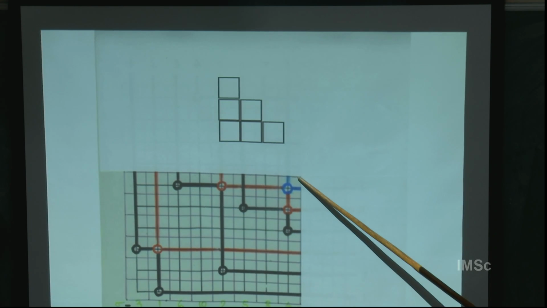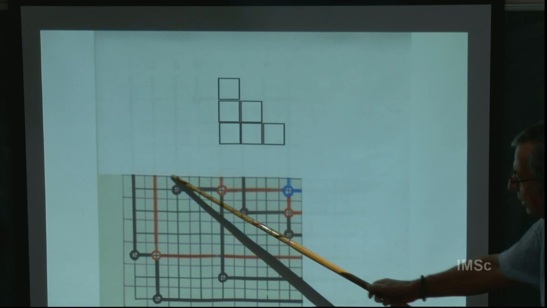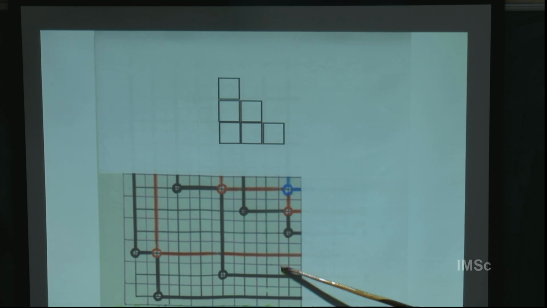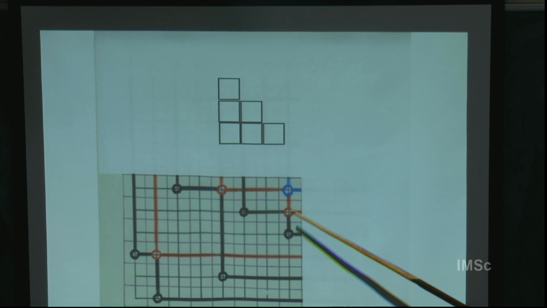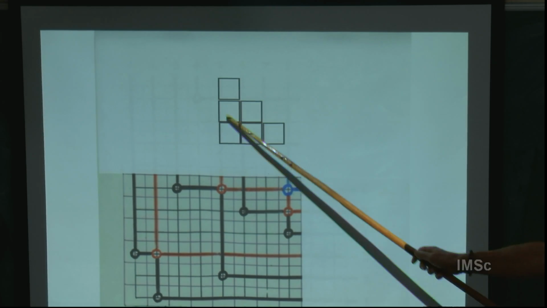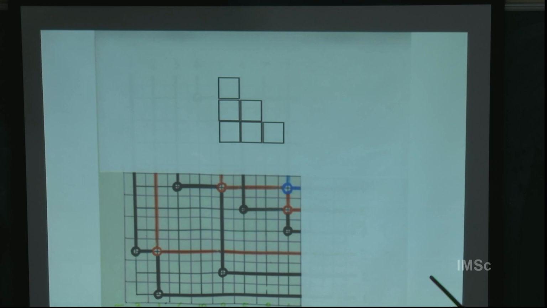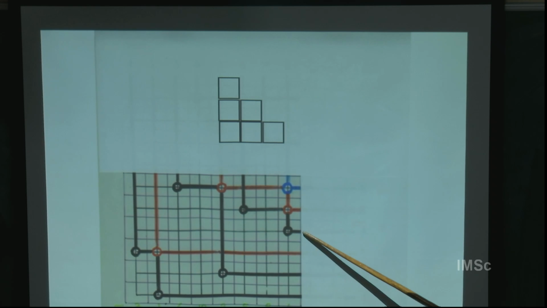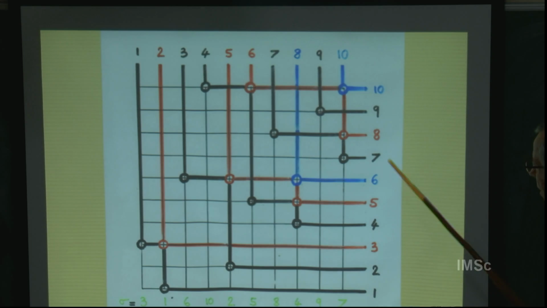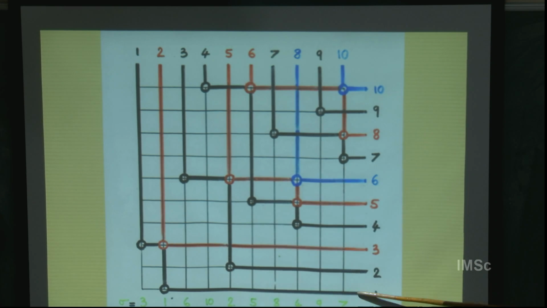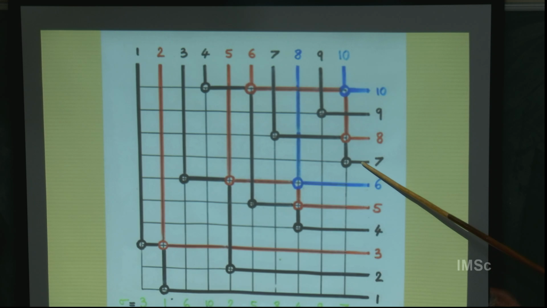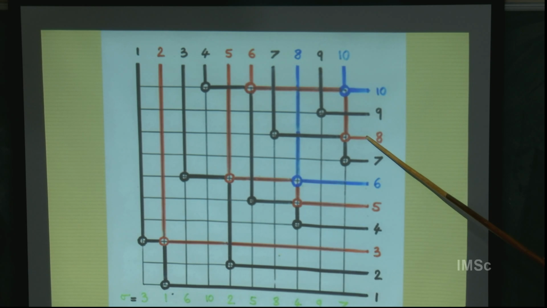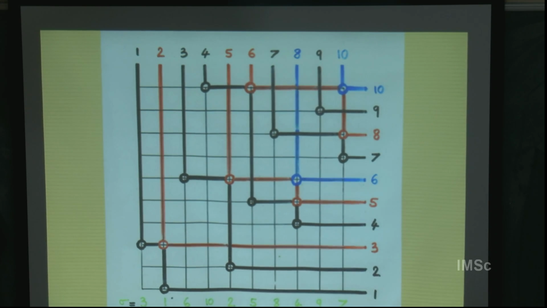Suppose I take a point, and I just consider this part of the diagram. I have 3 black lines, 2 red lines, and 1 blue, so I associate a Ferrer diagram. At the end, the pair PQ has 4 black lines, so the P symbol has 4 elements in the first row, 3 elements in the second row, and 2 elements in the third row.